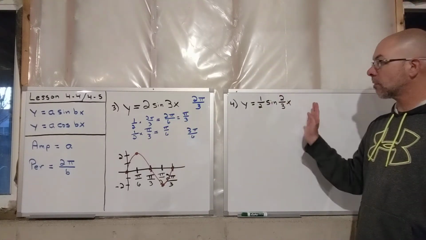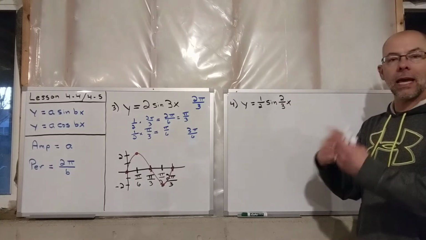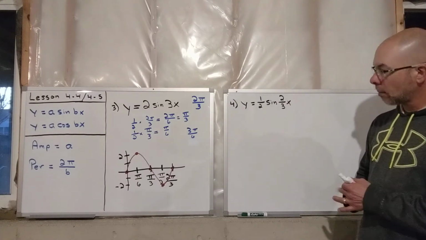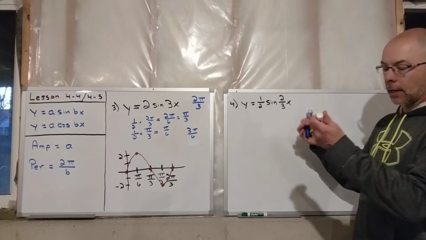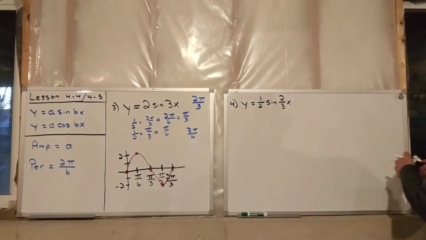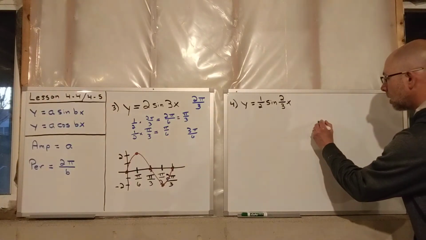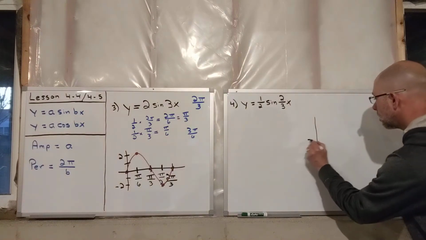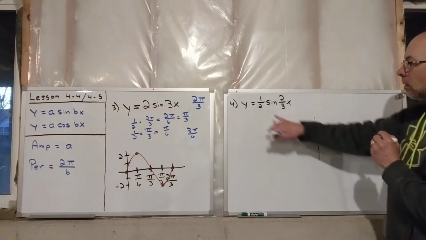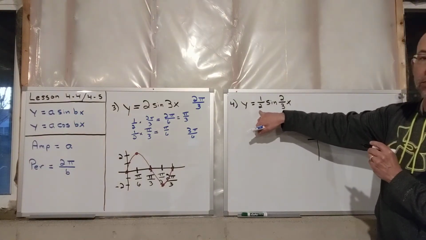All right, let's go to this one. Threw in a few more fraction things to see how you handle that. So number 1, and I got a little more room to move over here. So we're going to get this graph ready to go over here. Right off the bat, I see that the amplitude is a half.